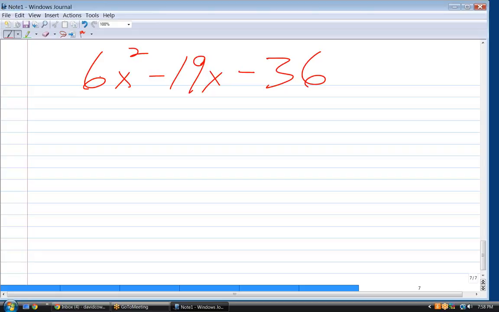6 has 2 different sets of factors, and 36 has a bunch. And we can't take any greatest common factor out, so this is going to be a massive trial and error. Where should we start? Would we take the 6x? We've got to split it up.